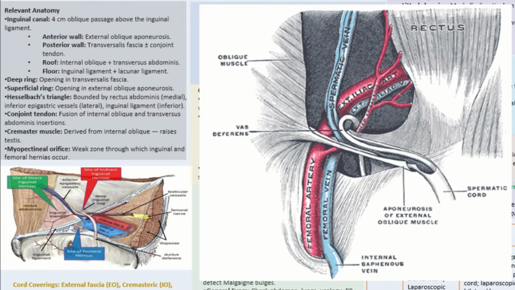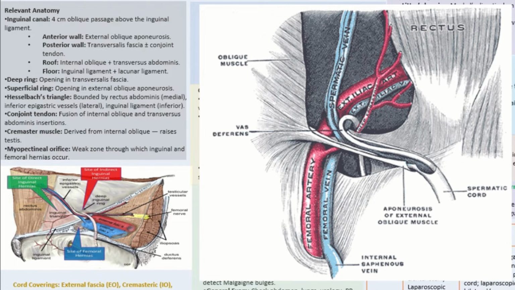And why this happens is that during embryology, when the testicles are formed, they are formed in the abdomen. As development occurs, they have to go out and get into the scrotum. So they go through the deep ring, which is in the posterior wall, in the transversalis fascia, and come out through the superficial ring, which is in the anterior wall, formed by the external oblique aponeurosis.